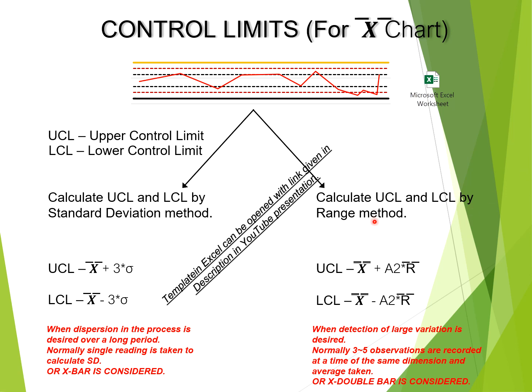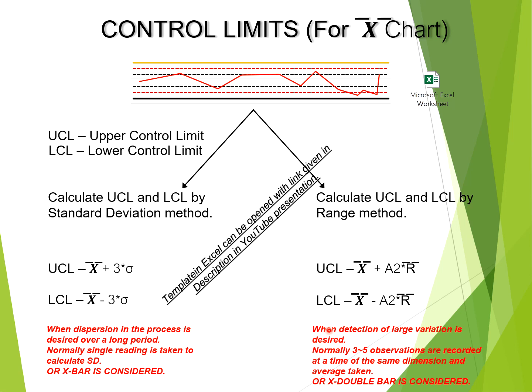To calculate upper control limit and lower control limit by the range method, we need to calculate the X double bar. Two times we have to take the average of the readings. And then after that we have to select the constant. This constant is selected based on the sample size. This constant, A2, is multiplied by R bar. R is the range. After that, if we add X double bar and the multiplication of A2 and R bar, we get the upper control limit. And if we subtract the value of A2 times R bar from X double bar, we'll get the lower control limit.